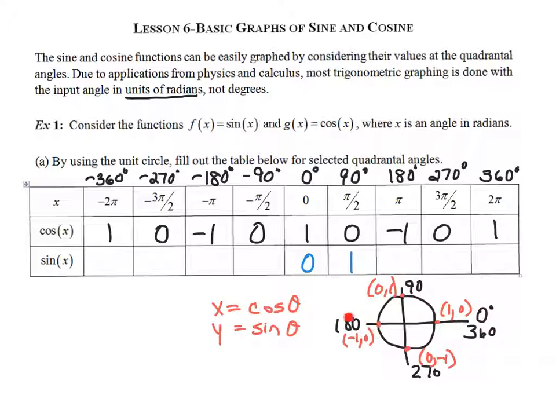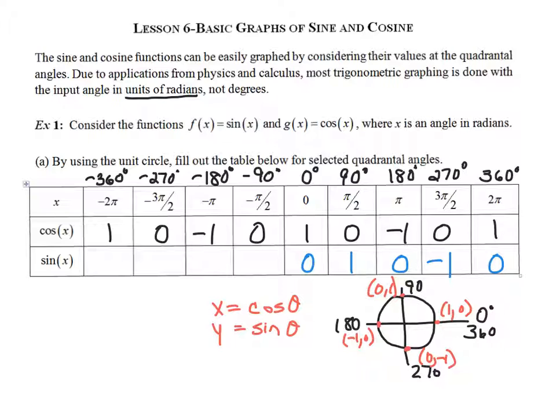At 180 degrees, the y-coordinate is 0. At 270 degrees, the y-coordinate is negative 1. And finish off my circle with 360 degrees, and my y-coordinate is 0. Now follow those angles around in the negative direction, and please complete the rest of the table.